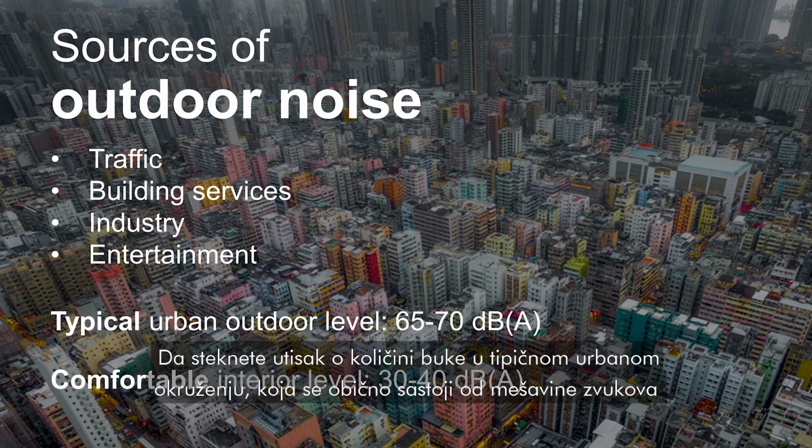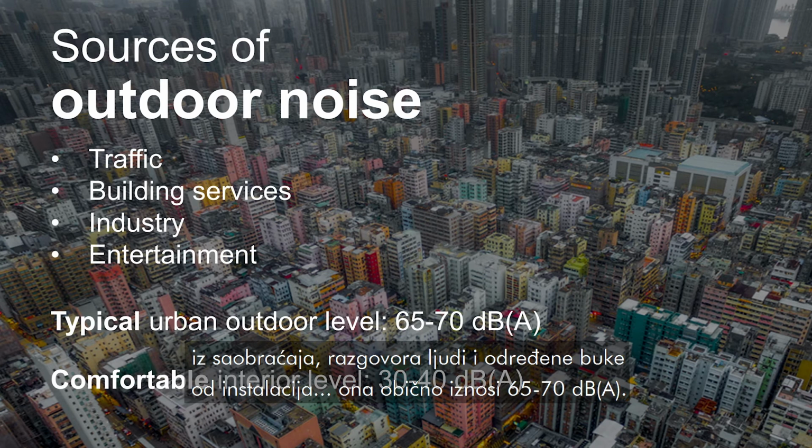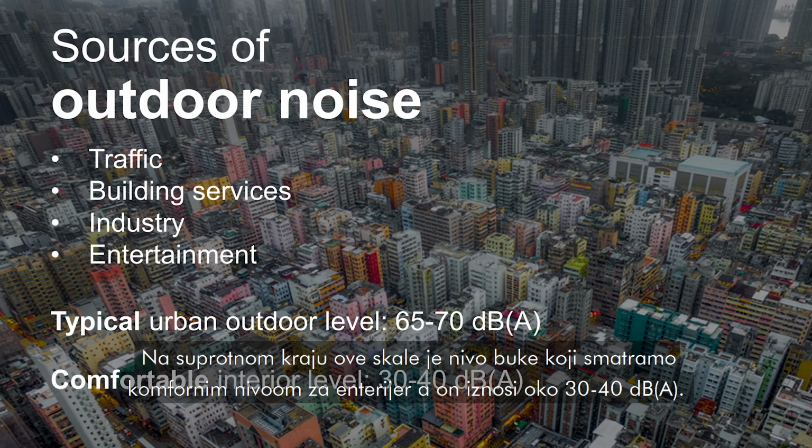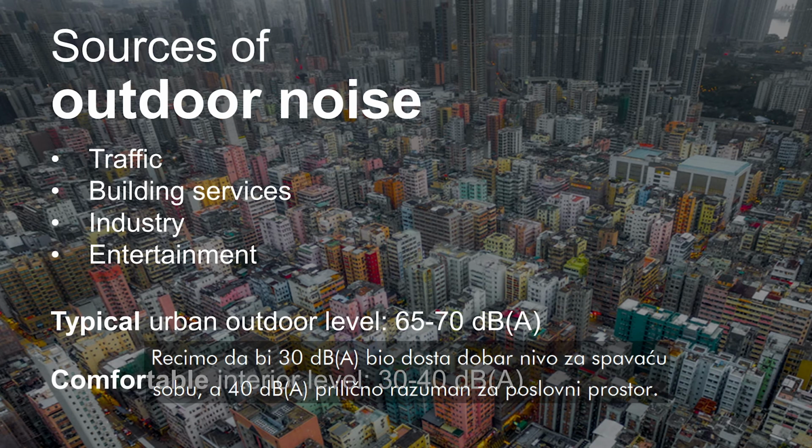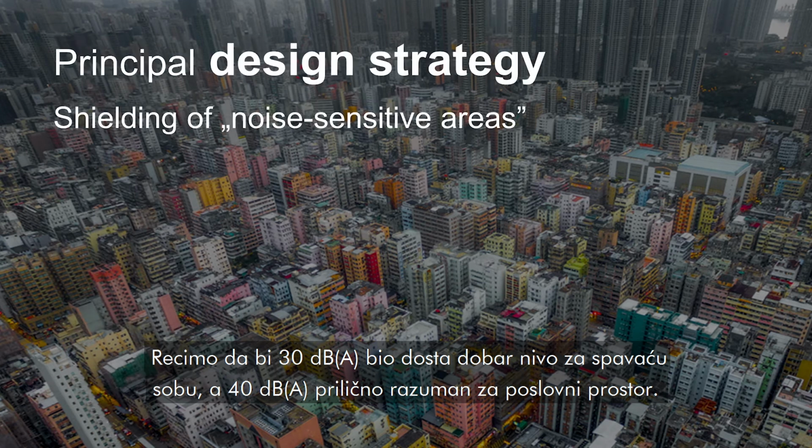And to give you an idea about the magnitude of noise in a typical urban environment, which usually consists of a mix of traffic sounds, human conversation, and some building services noise, that typically amounts to 65 to 70 decibels. On the opposite end of this scale is something which we can consider as a comfortable interior level. And this ranges between 30 and 40 decibels. Let's say that 30 decibels would be quite a good level for a bedroom, and 40 decibels would be quite a comfortable level for a working space or an office.